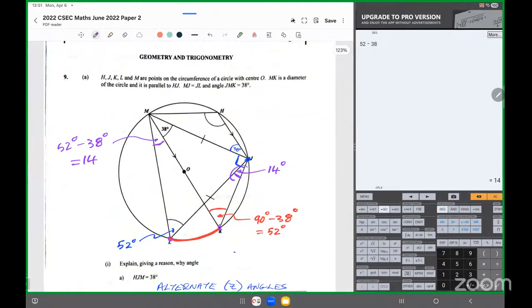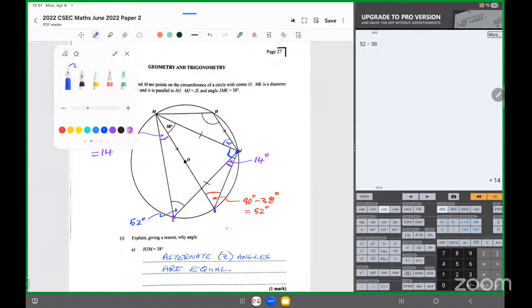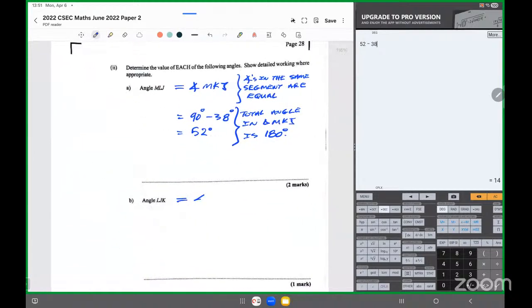We want to first say that the angle that we want is equal to this angle up here, which is angle LMK. The angle that we want is equal to angle MLK. Tell the examiner how we get it. So the angle that we want down here is equal to angle MLK, because of the same segment rule again.